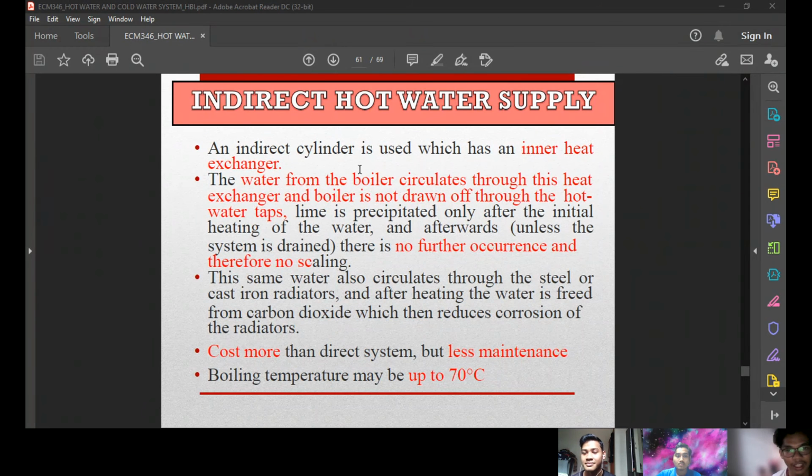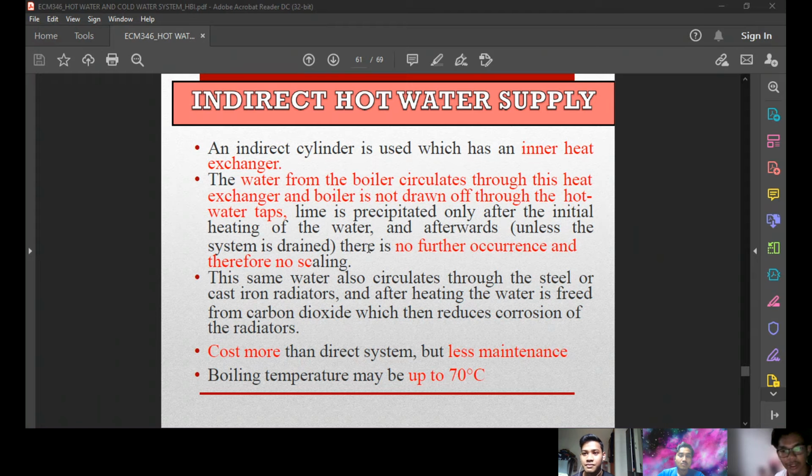Indirect hot water supply: an indirect cylinder is used, which has an inner heat exchanger. The water from the boiler circulates through this heat exchanger, and is not drawn off through the hot water taps. Lime is precipitated only after the initial heating of the water. Unless the system is drained, there is no further occurrence and therefore no scaling.